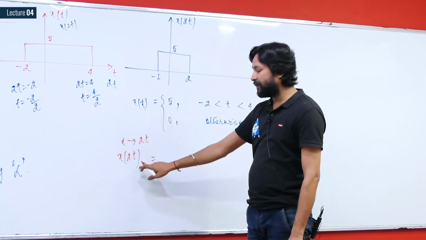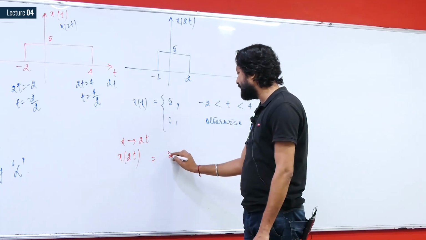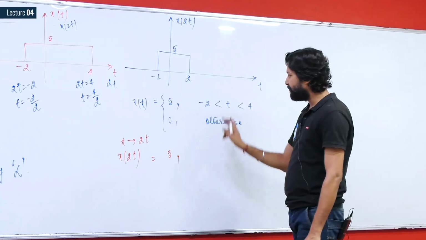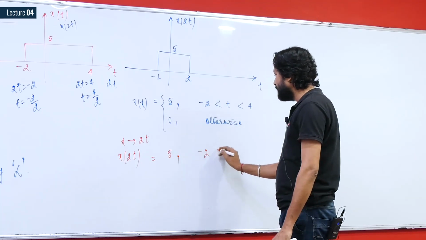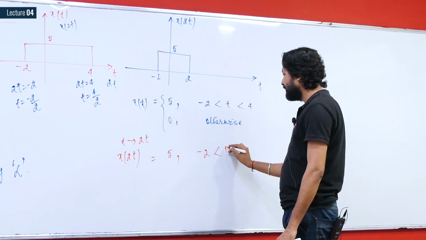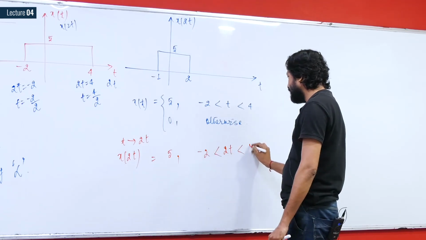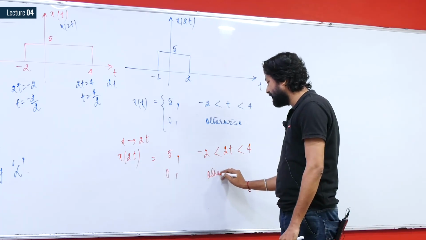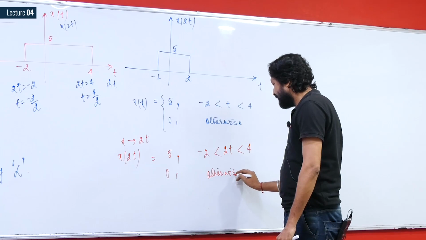So if you have replaced on the left hand side, then you must replace on the right hand side also. As this value is independent of t, you have written 5 only, but here you will be replacing this t again by 2t. You are replacing this t by 2t, and it is 0 otherwise. It is your expression otherwise.